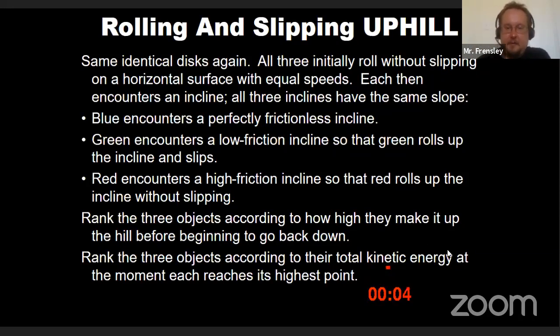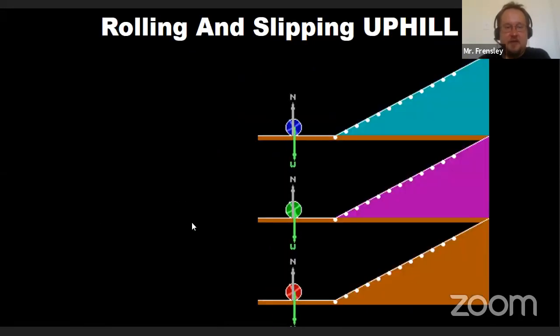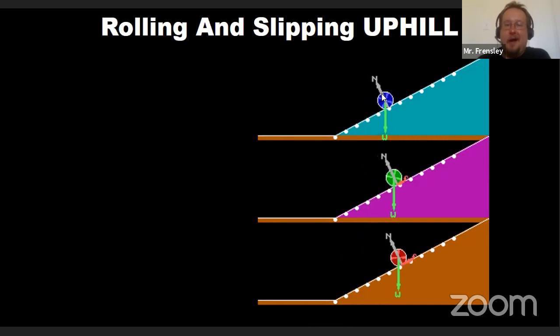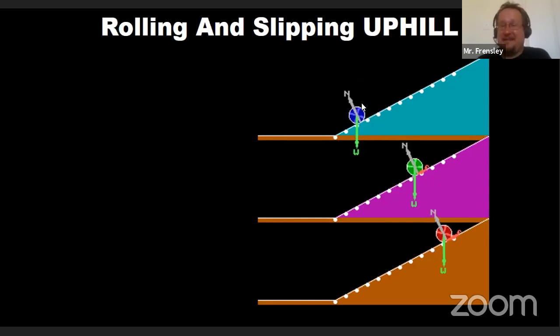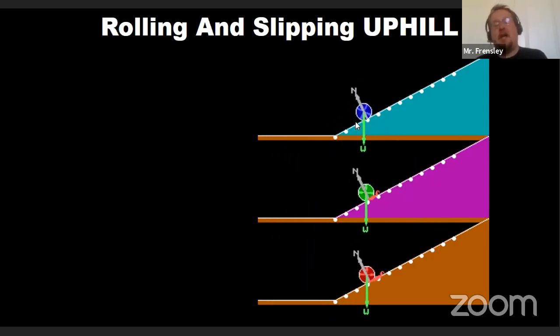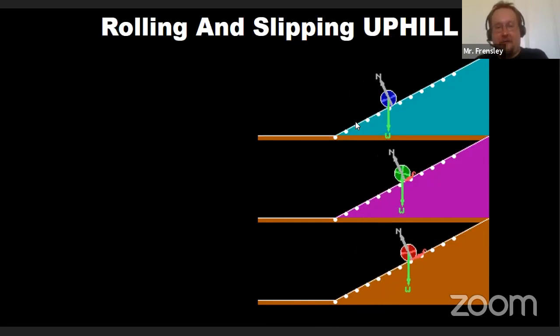Almost done here. Okay, so let's look at an animation and see what happens. What you'll notice is that the disc that slips doesn't stop rotating because it's got no friction to make it stop rotating, right? But there's no friction helping it up the hill, so it's not going to go that far.